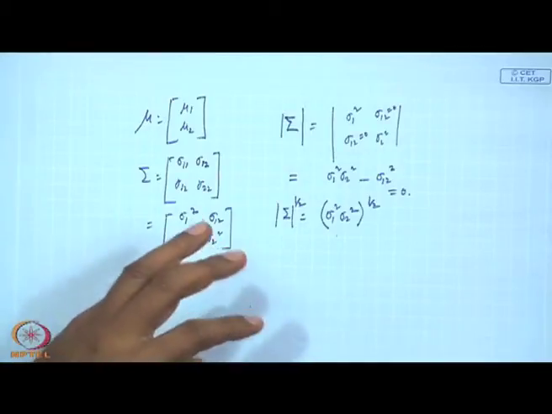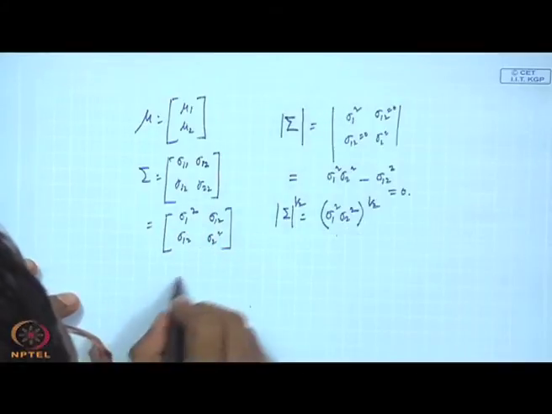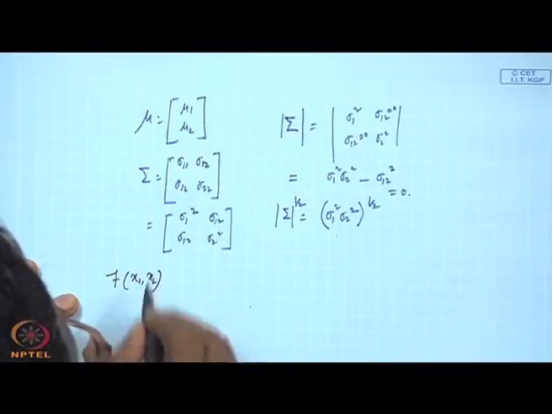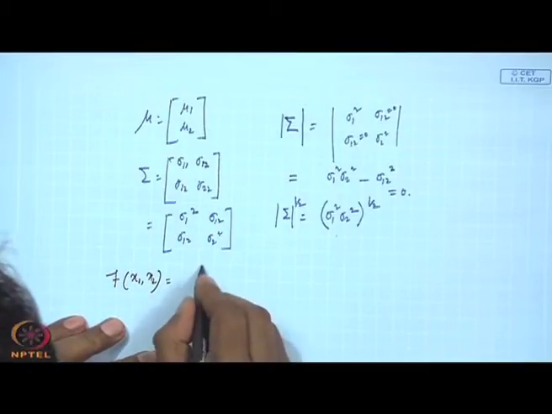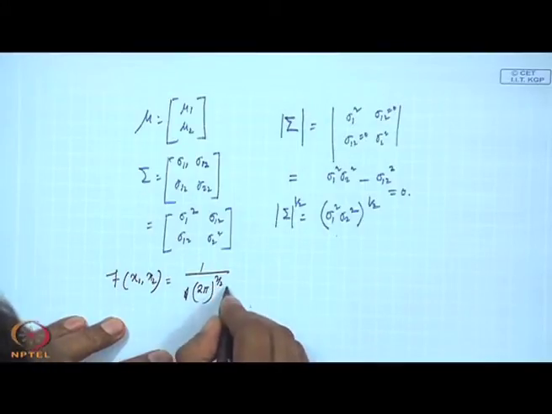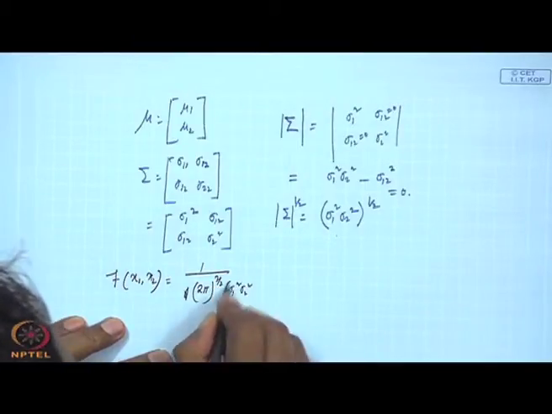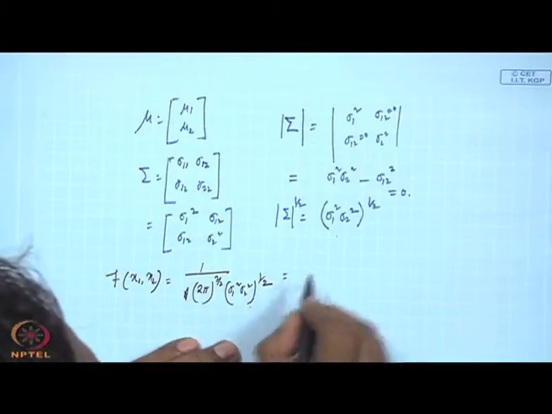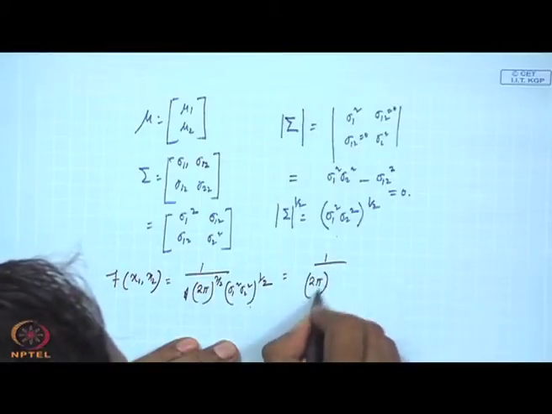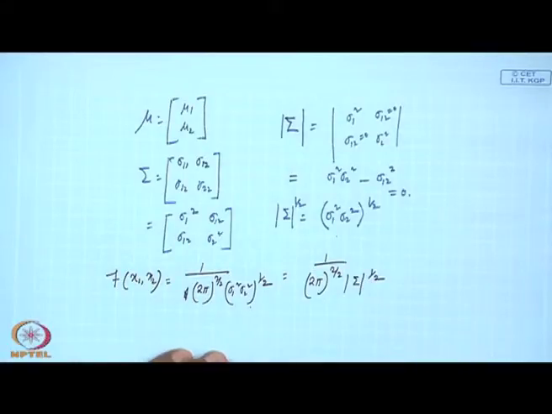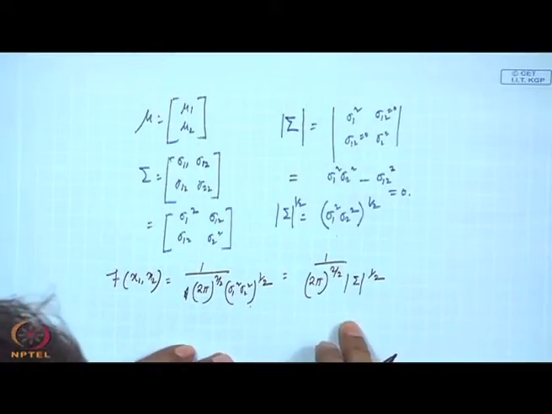And if this is the case, then the constant part in our independent bivariate density function, we found out, is 1 by (2 pi) to the power 2 by 2, times (sigma 1 square sigma 2 square) to the power half. Now, I can write this like this: 1 by (2 pi) to the power 2 by 2, times determinant of the covariance matrix to the power half. Okay.